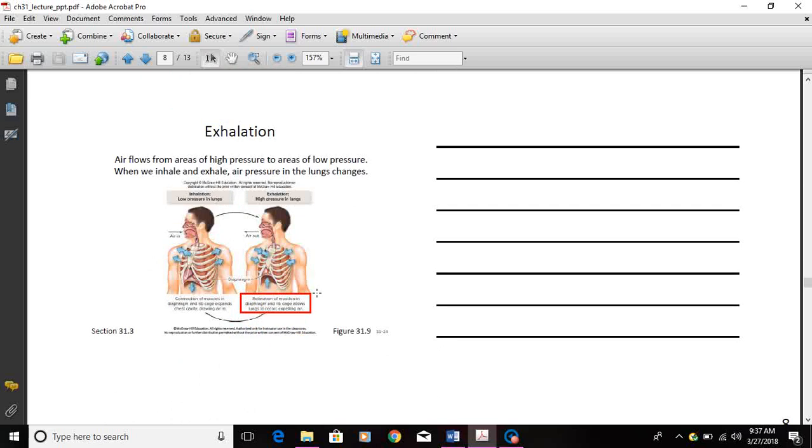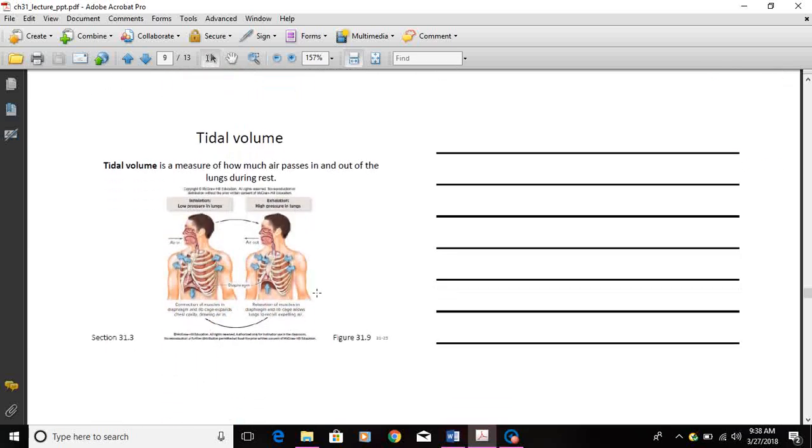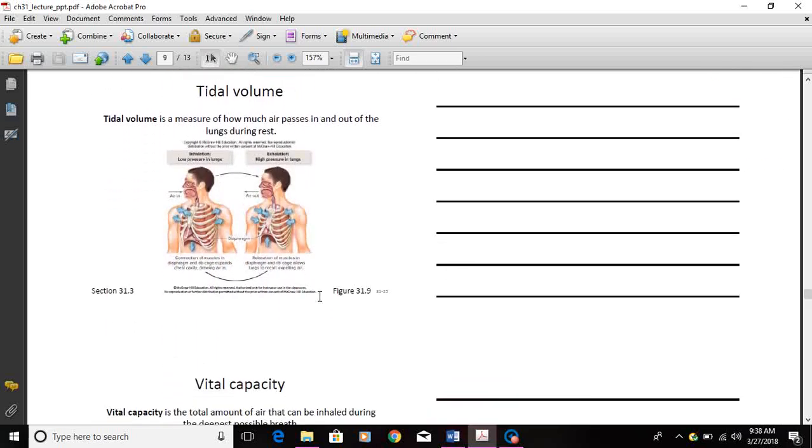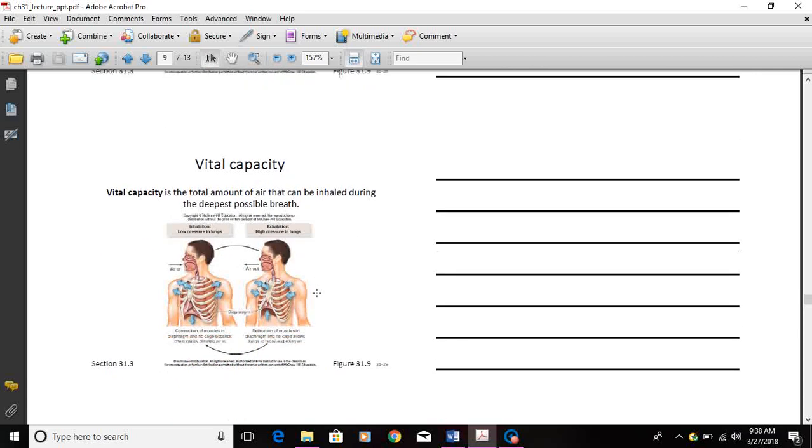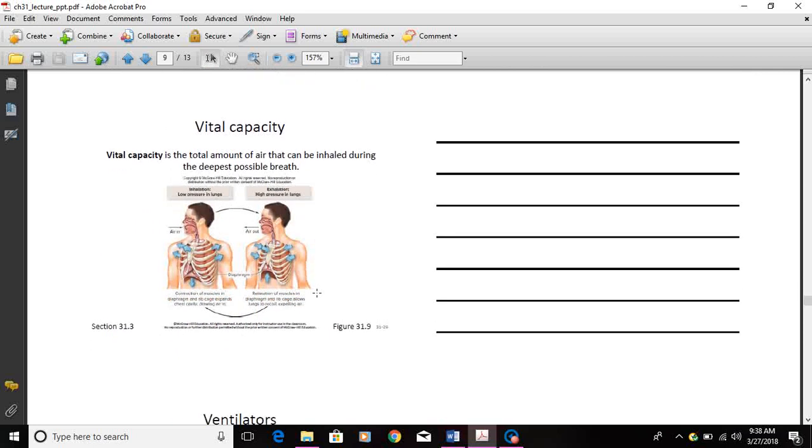So that's what we just talked about, exhaling. Okay, so your tidal volume is just a measure of how much air goes in and out of your lungs during rest. This is not during exercise, it's not during stress, this is just during rest, so normal working operations. Your vital capacity is the total amount of air that can be inhaled during your deepest possible breath. This is like if you're going to inhale right before you go underwater, that's going to be your vital capacity. That's how much you can stuff in there if you're really, really trying hard.